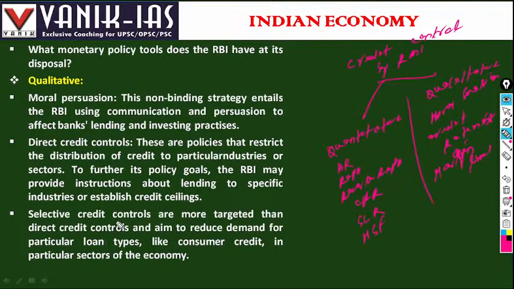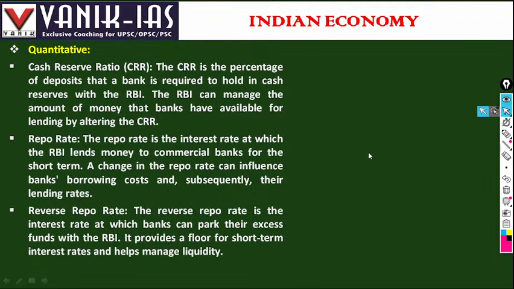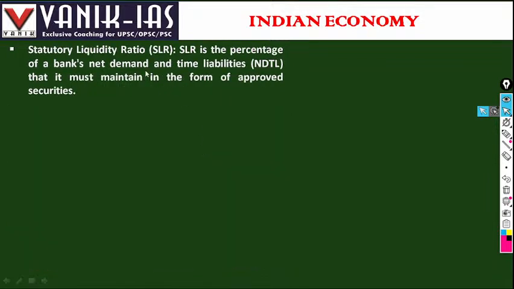So selective credit control is more targeted than direct credit control and aims to reduce demand for particular loan types, like consumer credit, in a particular sector of the economy. Quantitative, as I told, cash reserve ratio, repo rate, reverse repo rate, the bank rate, open market operations, liquidity adjustment facility, and marginal standing facility are quantitative credit control methods by the RBI. Statutory liquidity ratio also is a measure of the quantitative credit control method.